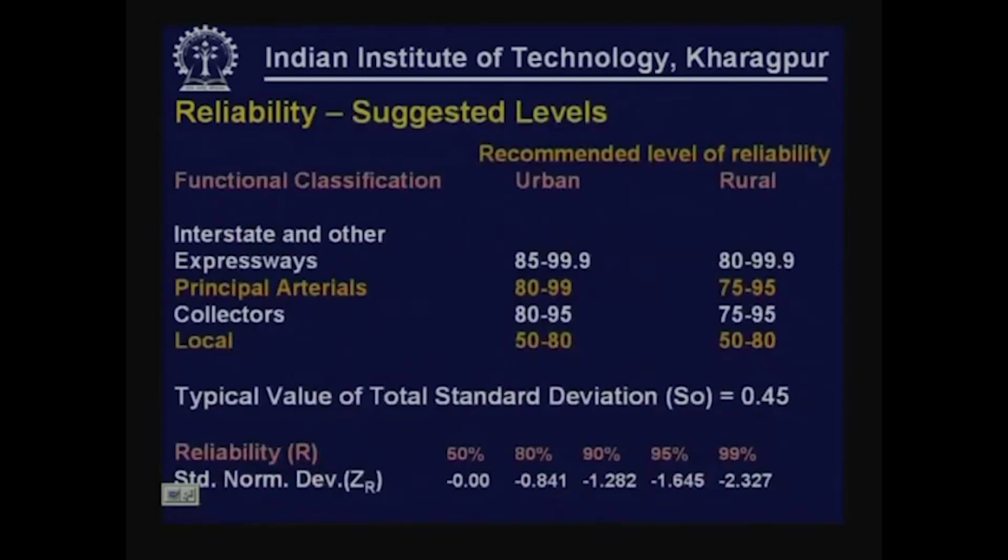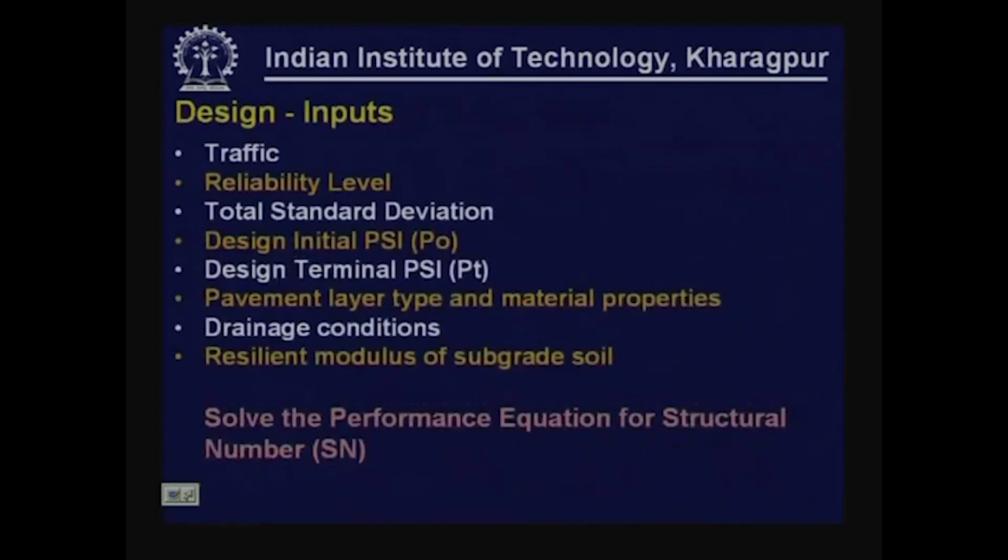Normal reliability levels are suggested depending on the type of pavement; different levels of reliability are suggested. Obviously, for expressways, high levels of reliability, and for local roads, low levels of reliability. The standard normal deviates that are used for different levels of reliability are, for 99%, minus 2.327, and for 95%, minus 1.645. So these are standard values depending on the normal distribution.